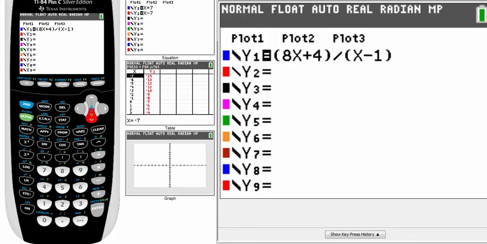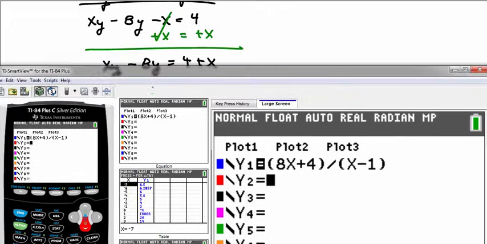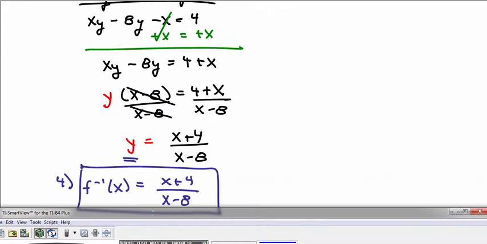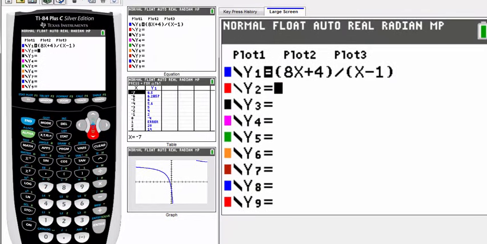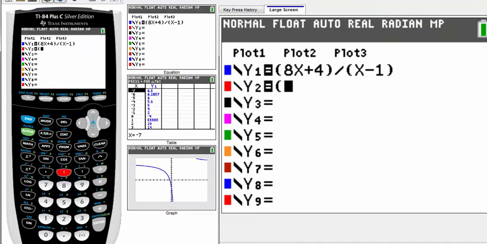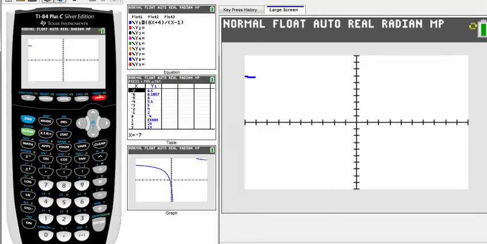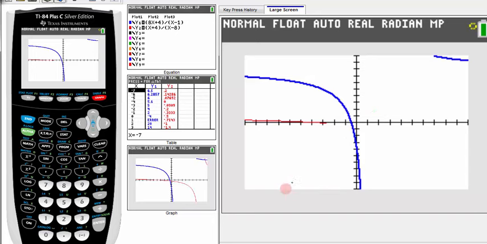Now my second graph would be what we came up with for an inverse, and we have for an inverse x plus 4 over x minus 8. So in parentheses, x plus 4 divided by x minus 8. Okay, let's look at the graphs. Now remember, they should be reflective across the y equal x line. So I see that this graph should come up down here along the y equal x line. There it is, it's crossing. And then there's something else going on up here.